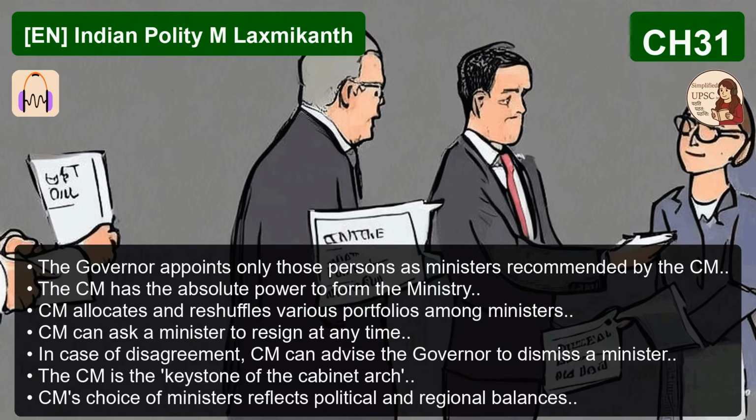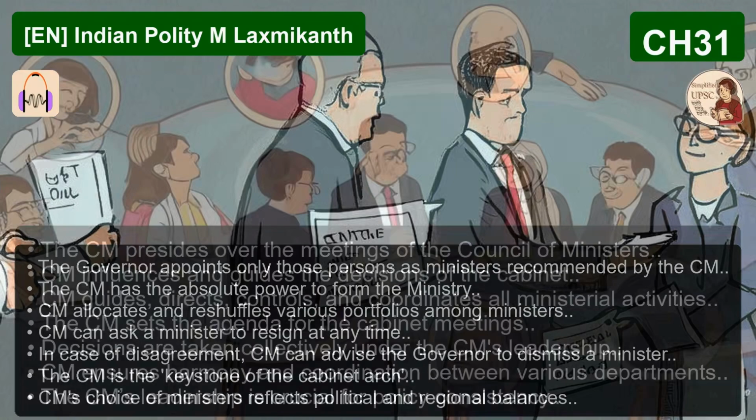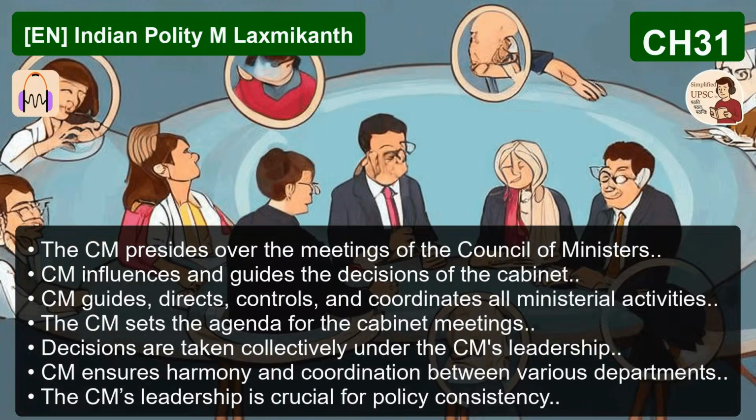Okay, let's shift gears and talk about the actual powers and functions of the chief minister, starting with their relationship to their own council of ministers. In this sphere, the CM's power is almost total. It starts with forming the ministry itself. As we said, the governor can only appoint ministers recommended by the CM. The team is entirely the CM's choice.